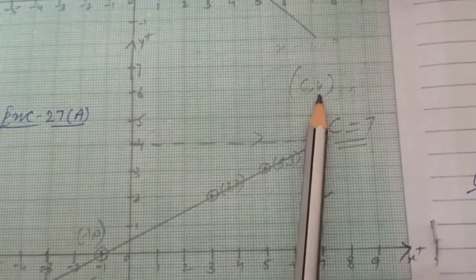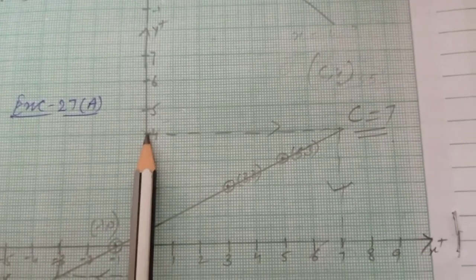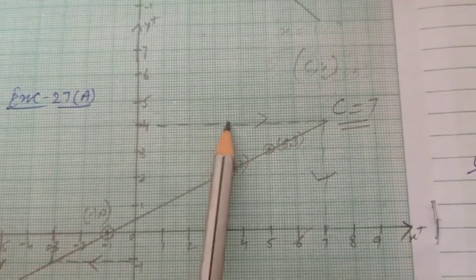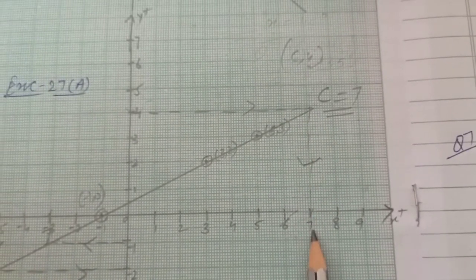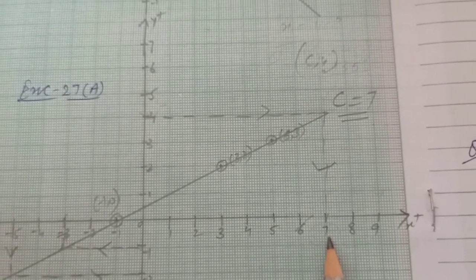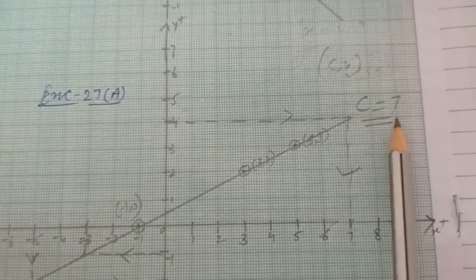Third is c and 4. 4 is the coordinate of y. So where is 4 of y? It is here. From here we have to draw a line parallel to the x-axis and then drop the perpendicular. So the corresponding value of x is 7. In that case c is 7.